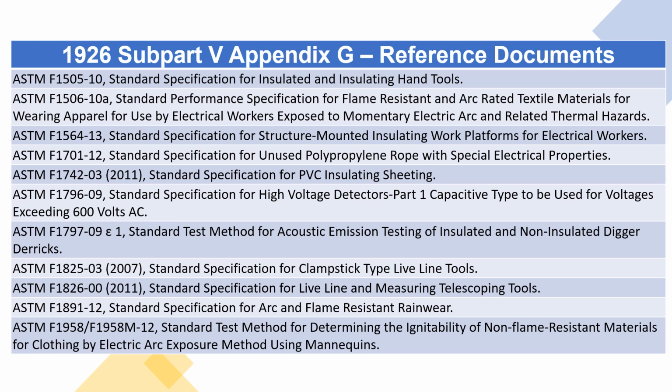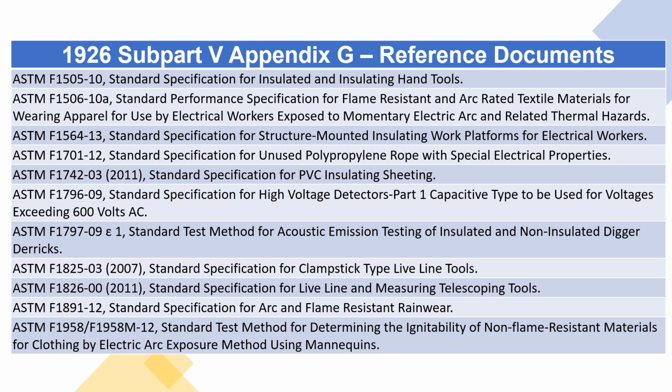ASTM F1564-13, Standard Specification for Structure-Mounted Insulating Work Platforms for Electrical Workers. ASTM F1701-12, Standard Specification for Unused Polypropylene Rope with Special Electrical Properties. ASTM F1742-03, 2011, Standard Specification for PVC Insulating Sheeting.